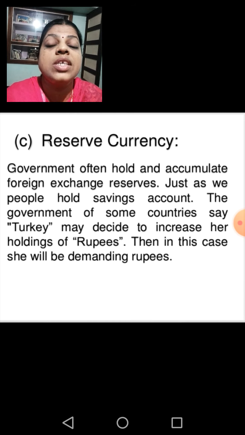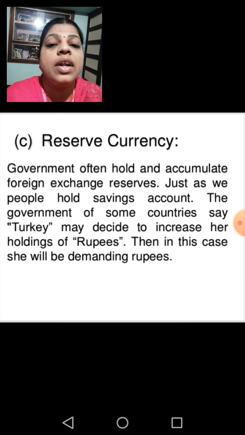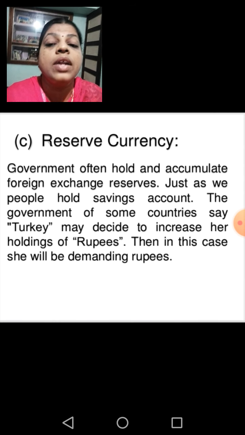They may decide to increase the holding of rupees. If some other need arises from our country, they have to make payment in terms of rupees. So for emergency purposes, every country will hold some currencies from other countries, in their government treasuries. So in this case also, the demand arises from the other countries.